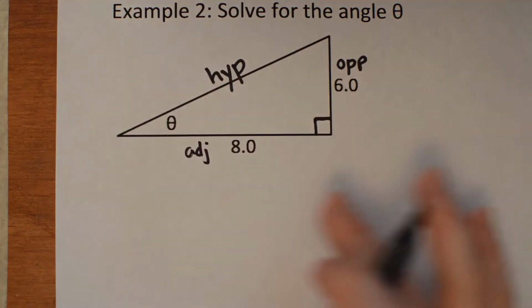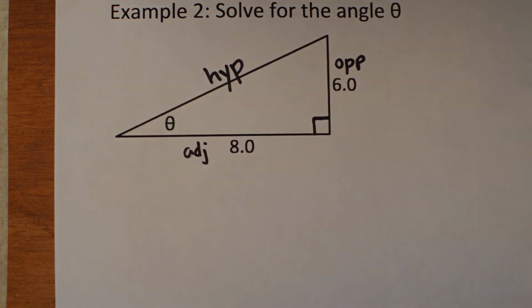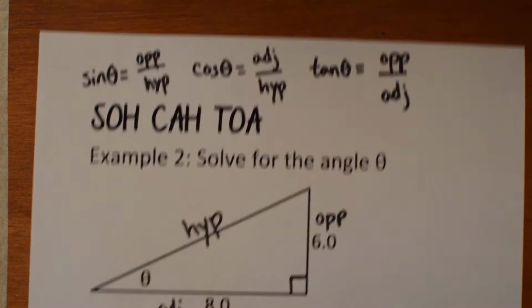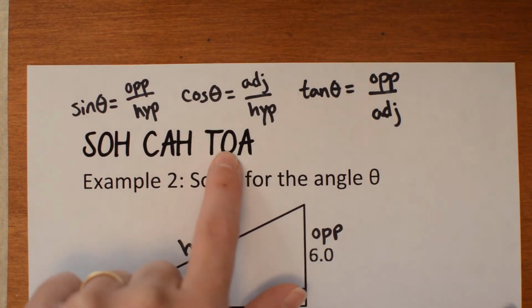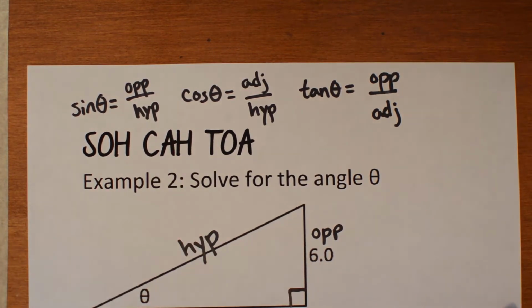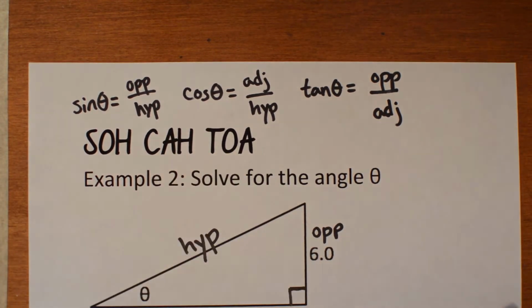Alright, how do we use these? Let's say in this triangle here, I'm trying to find that angle there. I look at which numbers do I know, which sides do I know. I know the opposite and I know the adjacent side. So that means I'm going to want to use TOA because it has opposite and adjacent in it. I can't use sine or cos because I don't know the hypotenuse, so I'm not going to worry about those. Just use the TOA part.